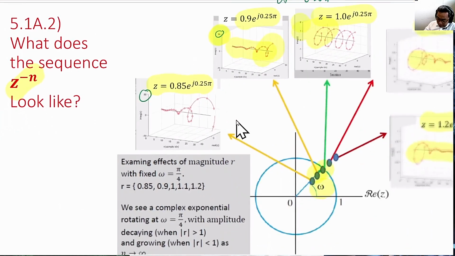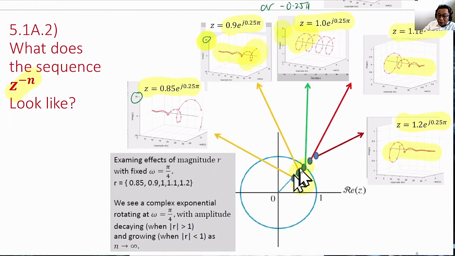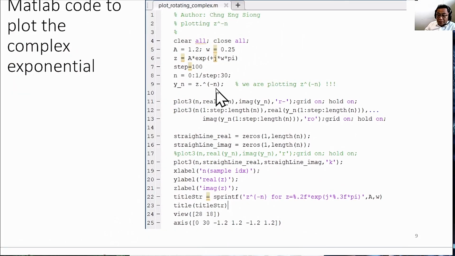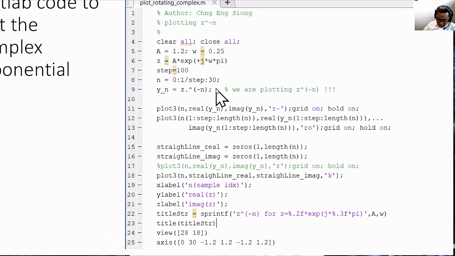So the take-home message is this: the magnitude will determine the growth rate of the complex exponential. The angle will determine whether it is rotating clockwise or anti-clockwise. This is the code to do that. I'll just leave it here and you can play with it. It's only the following lines that generate the plots.